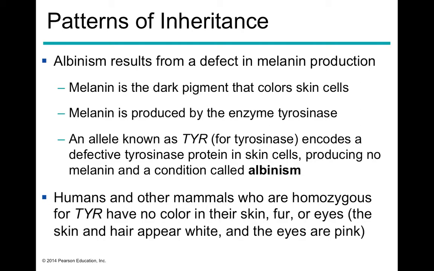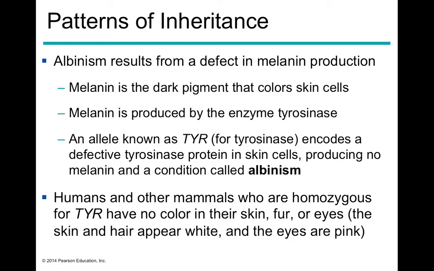All right, so let me talk about being albino for just a moment. Albinism happens when there's a defect in melanin production. And again, a defective protein is always recessive to a productive one. Melanin is a pigment that colors the skin cells, and it's produced by an enzyme, tyrosinase. The allele that creates tyrosinase is TYR. If TYR encodes a defective tyrosinase protein, that means that no melanin is produced, and you're going to make a condition called albinism.